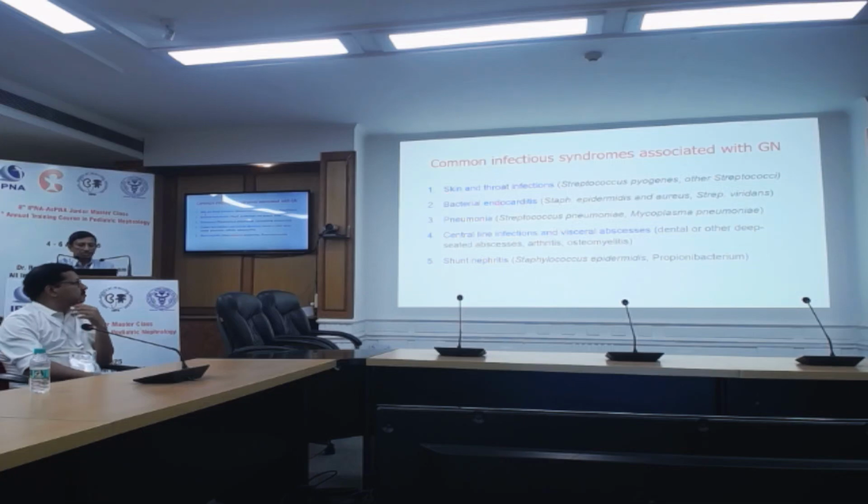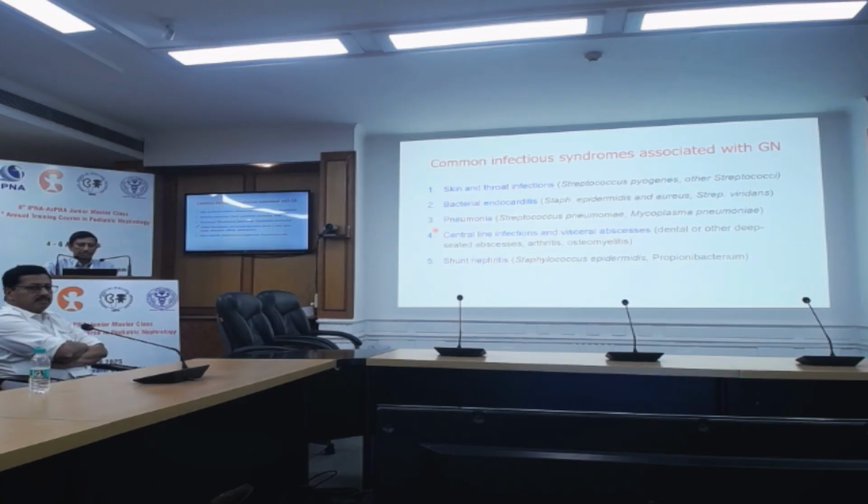As I said, skin and throat infections are more common with streptococcus infections, but not just pyogenes, other streptococci as well. Then infective endocarditis, which could be because of viridans, but in recent times because of Staph aureus and epidermidis as well. Pneumonia, central line infections, visceral abscesses, and shunt nephritis.